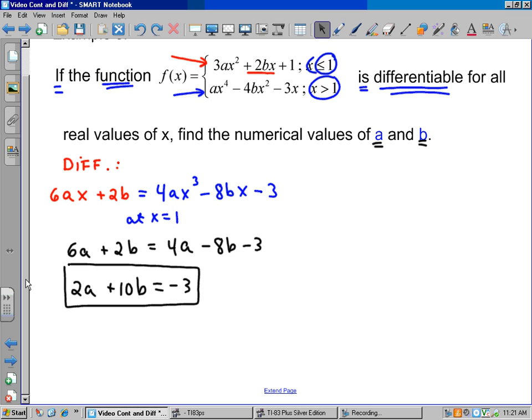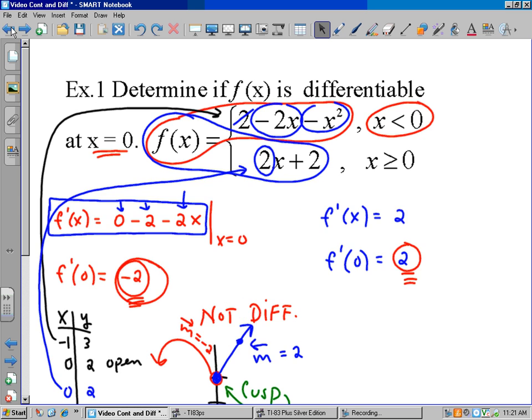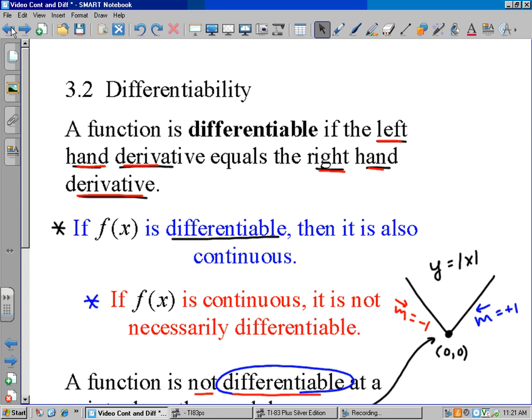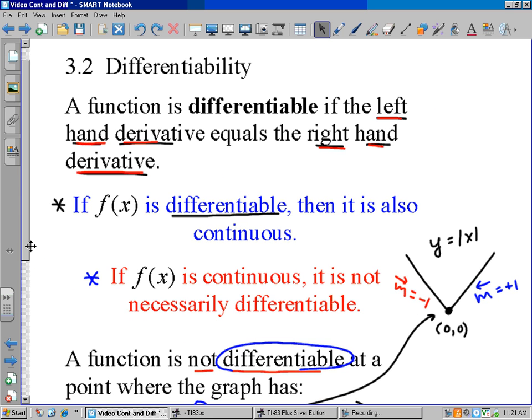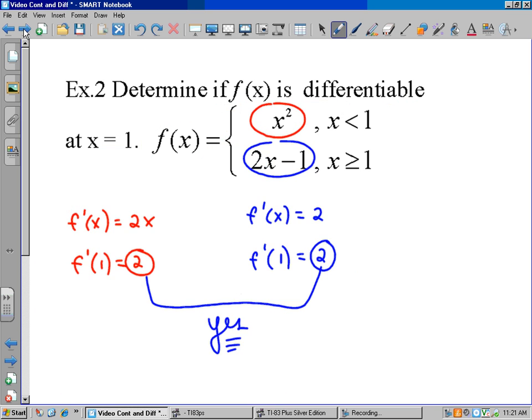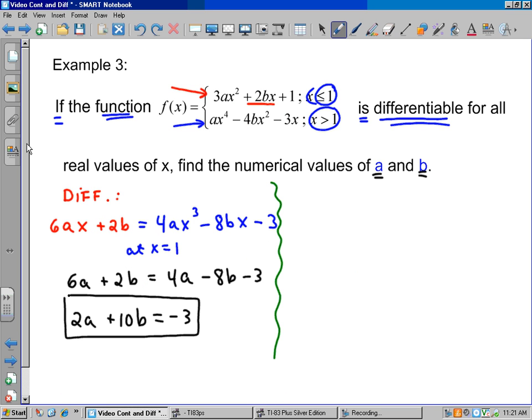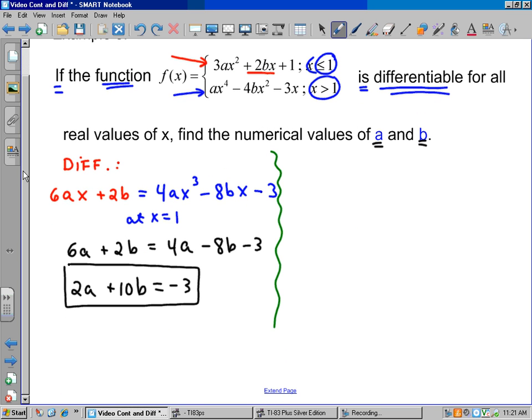So how could we come up with a second equation? Well, do you remember that I told you if a function is differentiable, it automatically has to be continuous. All right, so that's the key to this problem. Since they told us that this is differentiable, then it's also going to have to be continuous. All right, so this function is going to be continuous at x equals 1.